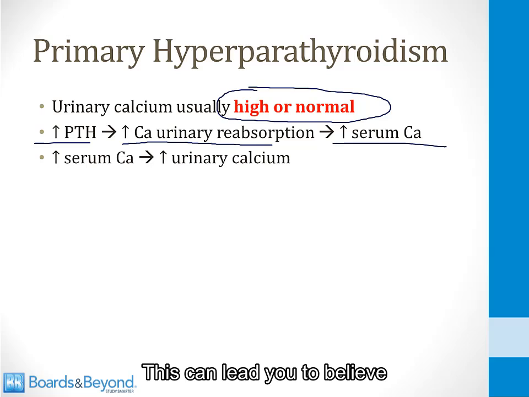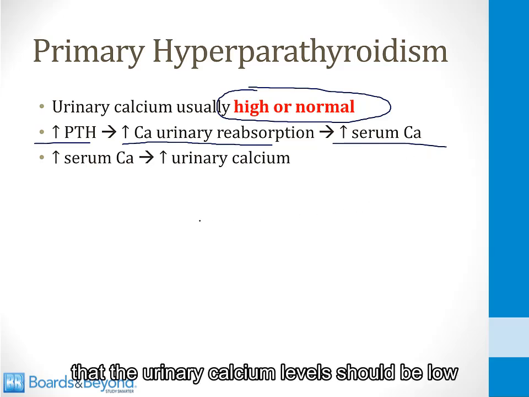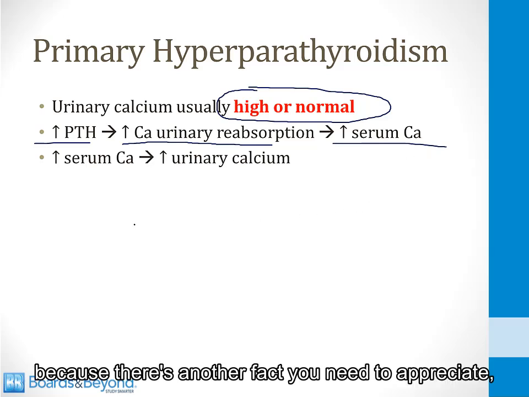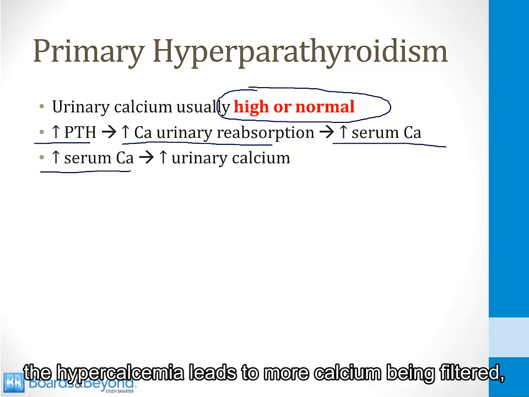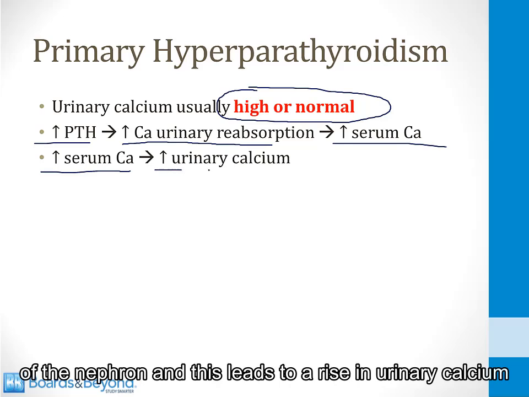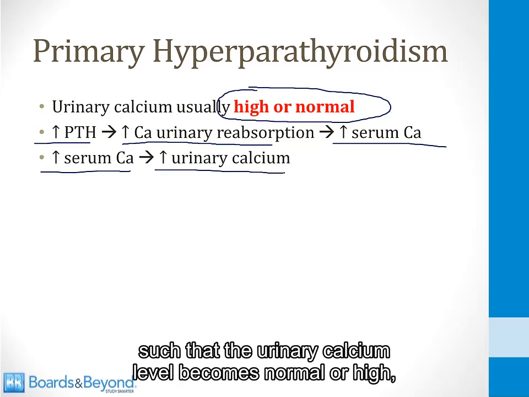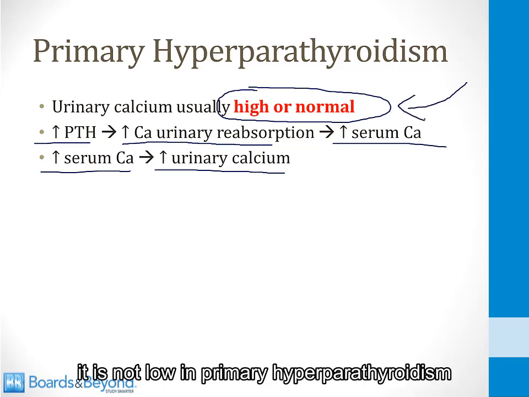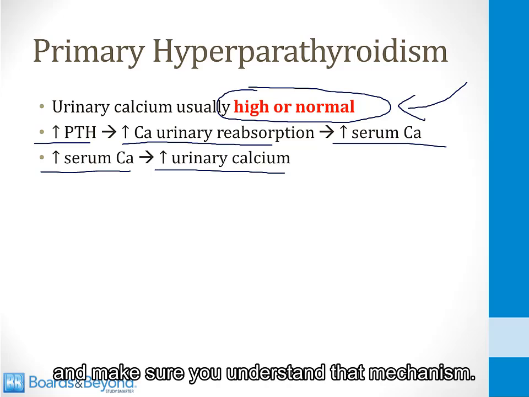This can lead you to believe that the urinary calcium level should be low, but that is incorrect because there's another fact you need to appreciate. The hypercalcemia leads to more calcium being filtered, and this overwhelms the reabsorptive capacity of the nephron, and this leads to a rise in urinary calcium such that the urinary calcium level becomes normal or high. It is not low in primary hyperparathyroidism, and make sure you understand that mechanism.